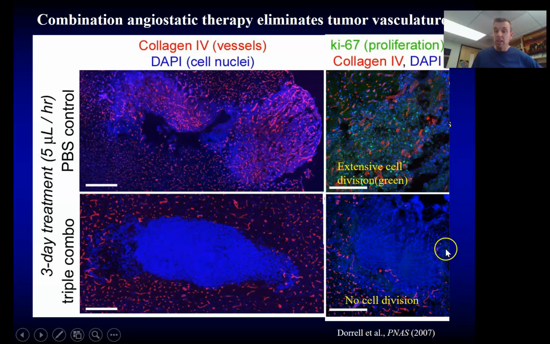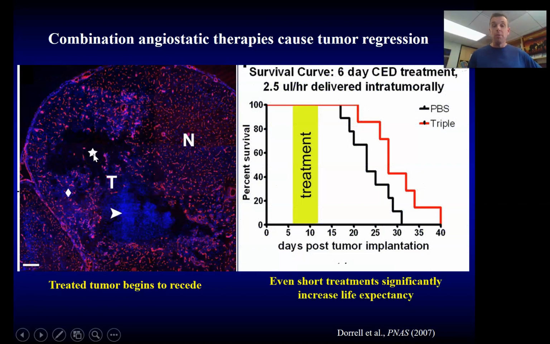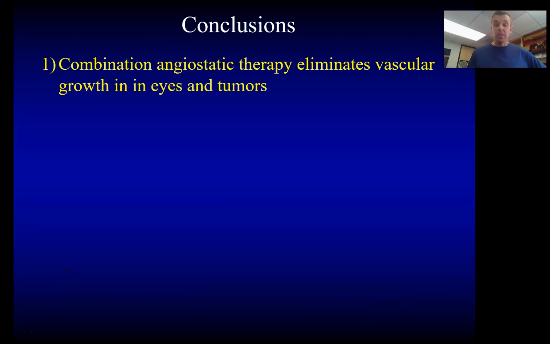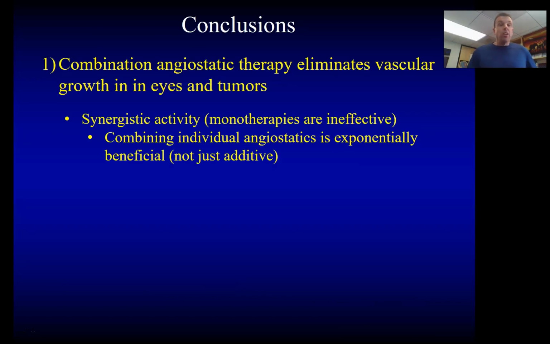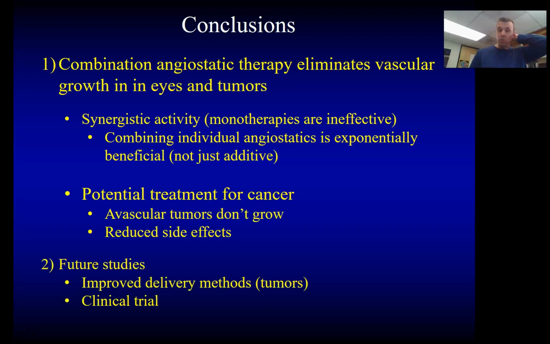If you have a tumor that doesn't have blood vessels growing in it, there's no cells dividing anymore. And eventually, those tumor cells will actually start to die off, and you can basically protect from death by brain cancer in this case. All right? So in conclusion, what we've shown, and we're just trying to find the right combinations, combination angiostatic therapy can basically prevent that backup compensation mechanism. So even though monotherapies are ineffective, if you have the right combinations, you can get this synergistic, really powerful activity. Right? So this is a potential treatment for cancer with reduced side effects.